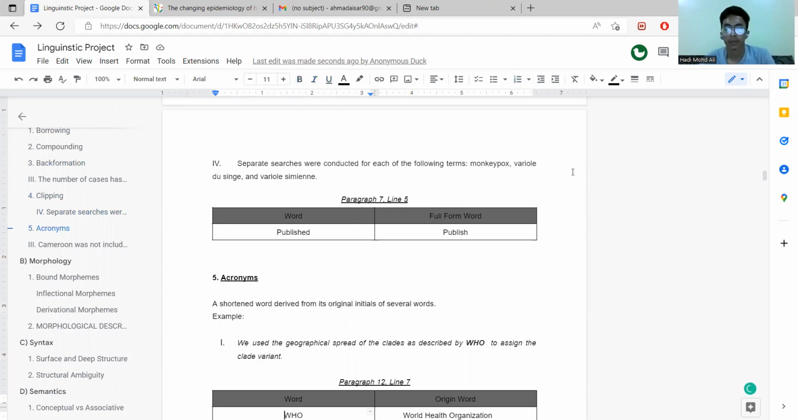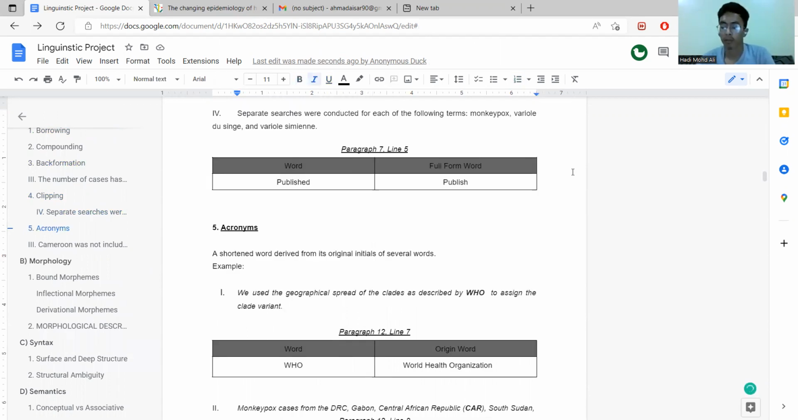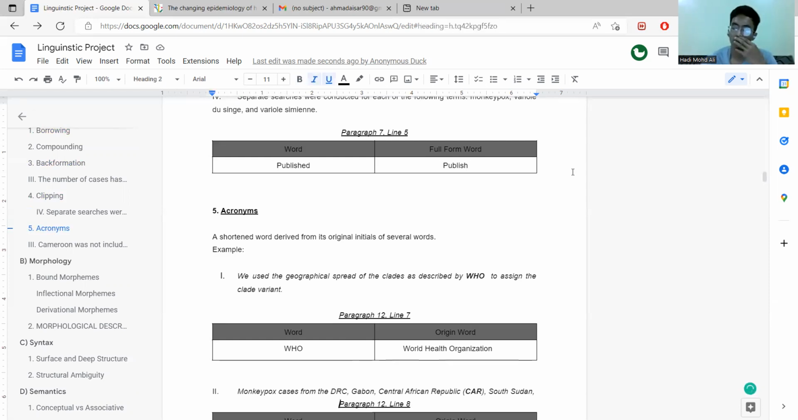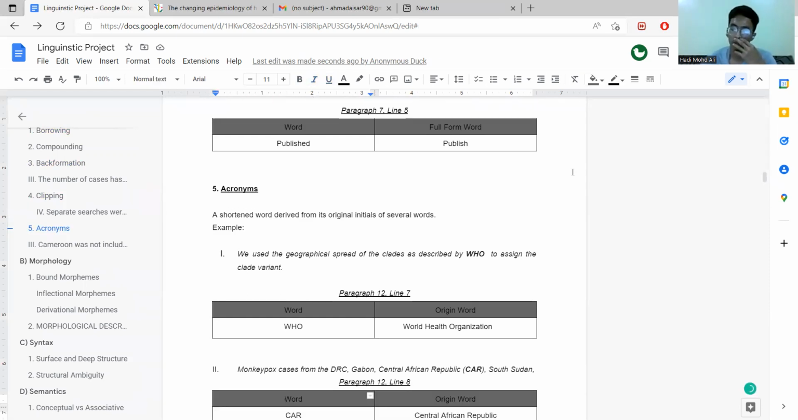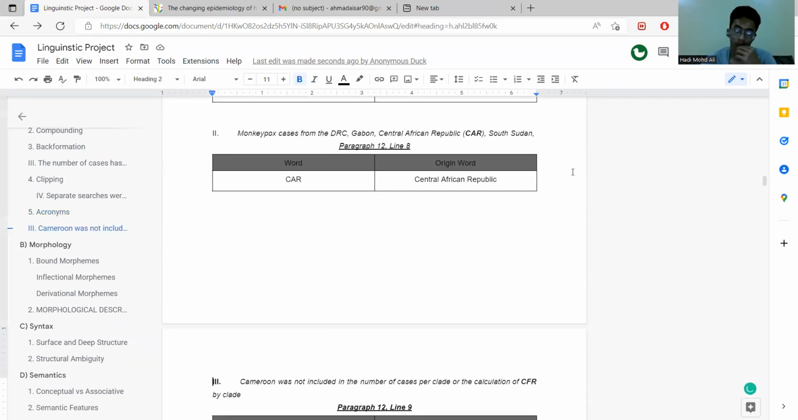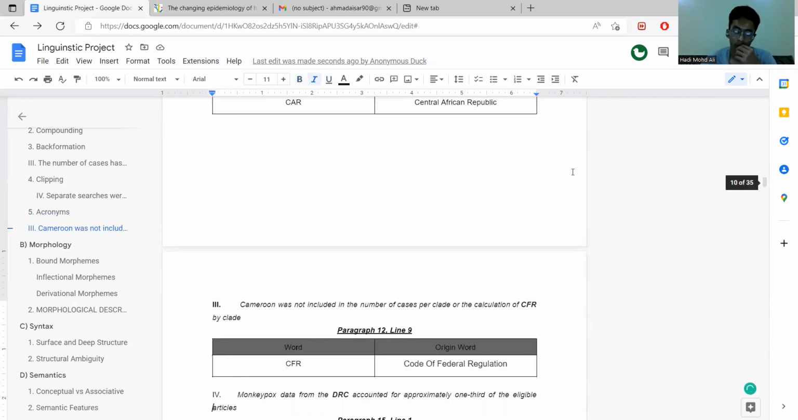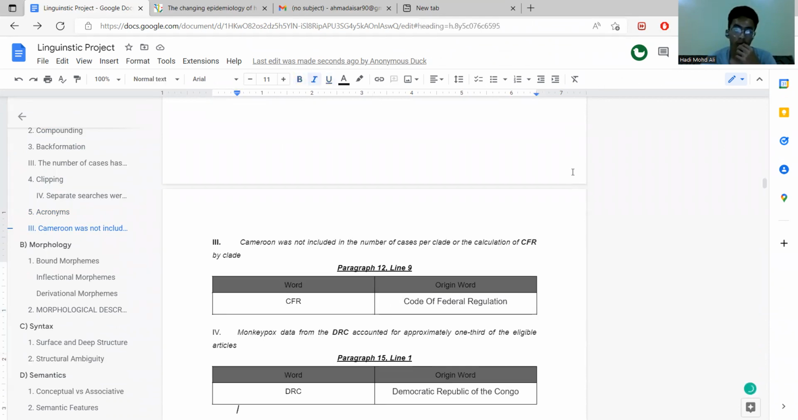shortened words derived from the initials of several words. For example, we use the geographical spread of the clades as described by WHO to assign the clade variant. So the word WHO means World Health Organization. So moving on to the second chapter, which is morphology.